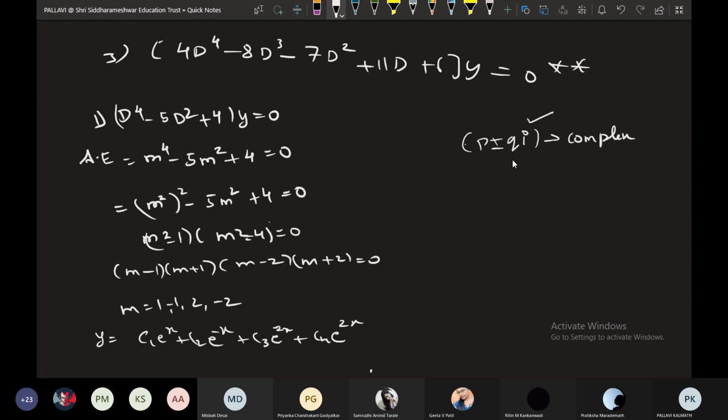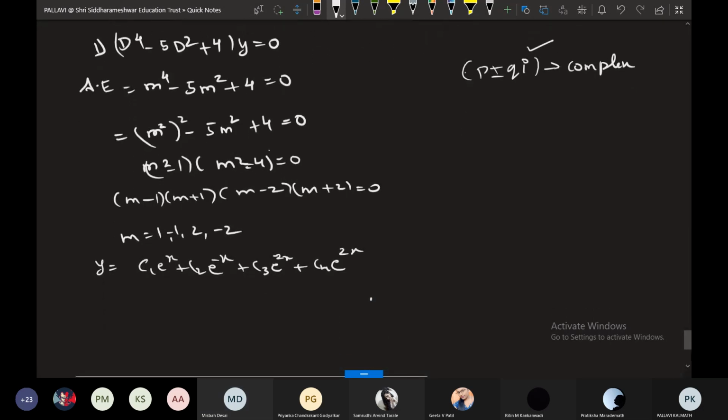Understood? If you have i, then you can apply that type of solution. But we are not getting any imaginary number. All are real values, real numbers, real roots. Yes, ma'am. Okay.